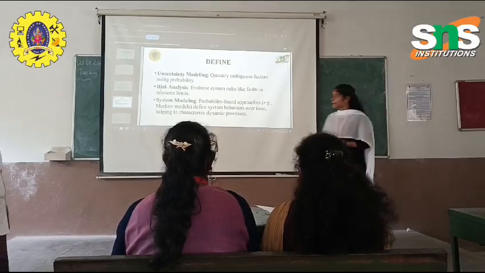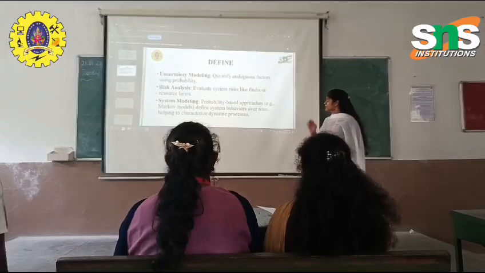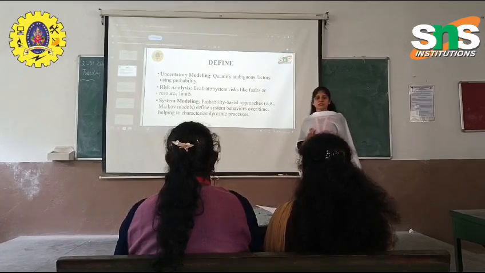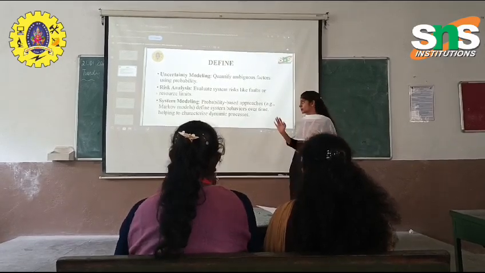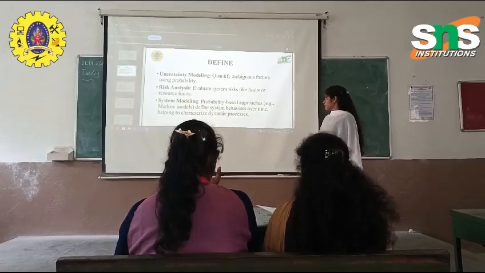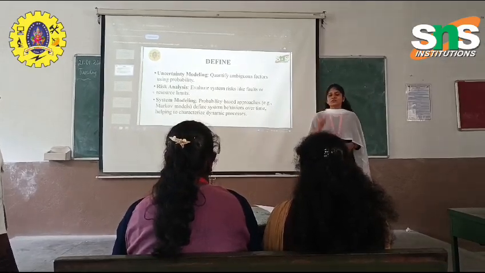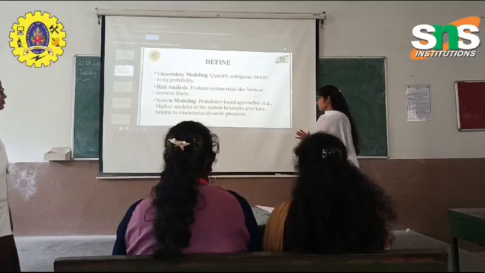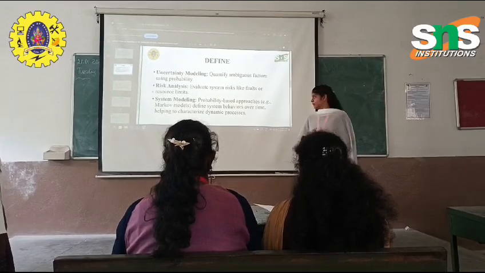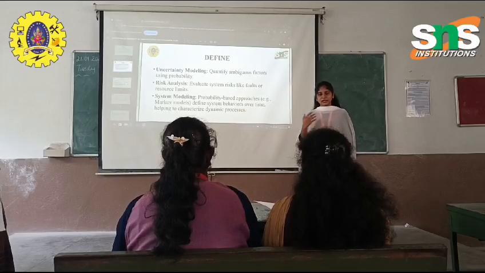Next is the design part. In the design part there are 3 steps. First is uncertainty modeling, which quantifies the factors according to probability. The next is risk analysis, which is used to analyze risks like faults and resource limits. The next is system modeling, which is based on probability-based outputs. For example, the Markov model is an example of system modeling, used to find and analyze system behaviors at every time step, and also helps categorize every process like a dynamic process. By using this, we can analyze the system behaviors and categorize each step.